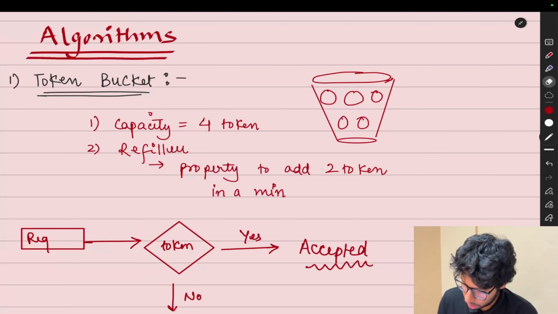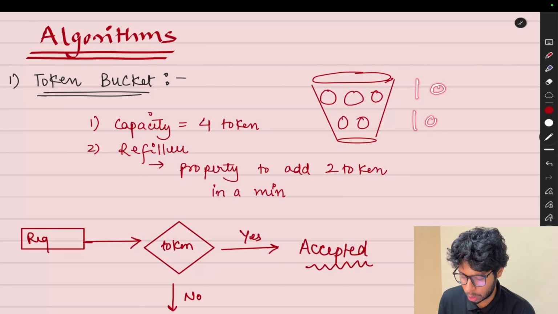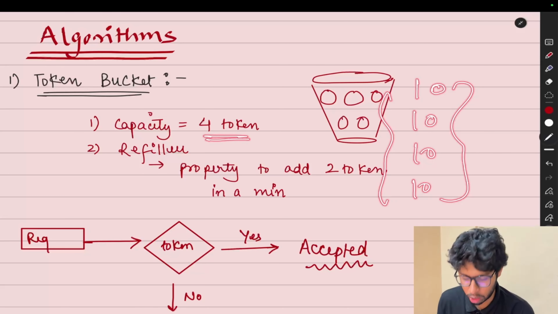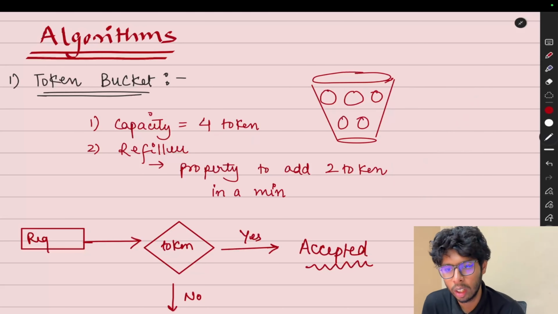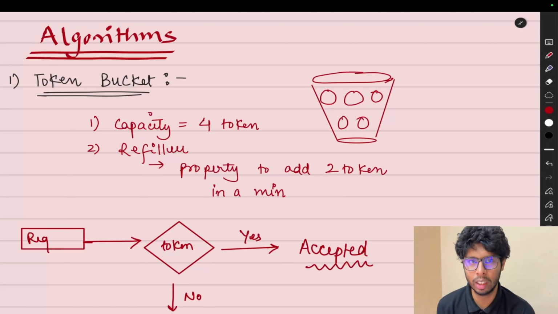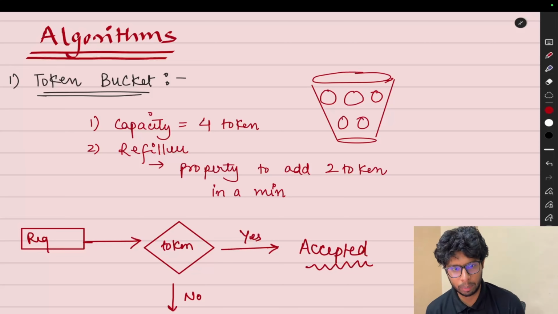What will happen? Requests will come to our rate limiter and every request will attach one token to it, and we can attach up to 4 tokens because our capacity is 4. Suppose our bucket has 4 tokens right now, so we'll just take 4 requests in a minute, and after a minute what will happen? The refiller will work and add 2 tokens in a minute.